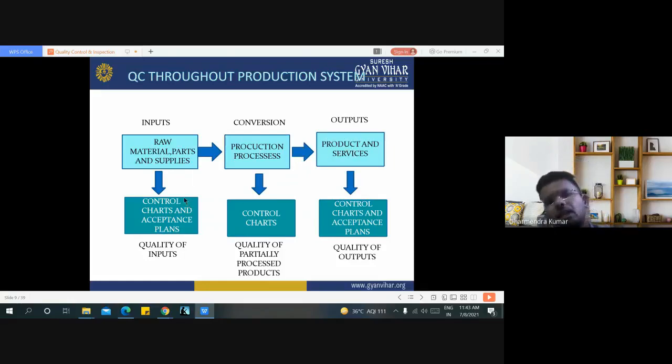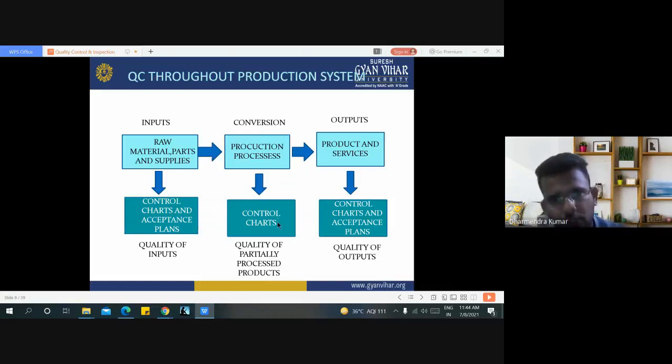Here, if we find any error in the quality of raw material, then we use these types of methods to eliminate the quality defect occurring in the raw material, like control charts and acceptance plans. These are the inspection methods. We make a control chart and acceptance plans, like how much deviation in raw material quality we accept or how much deviation in quality we reject and send back to the vendors.